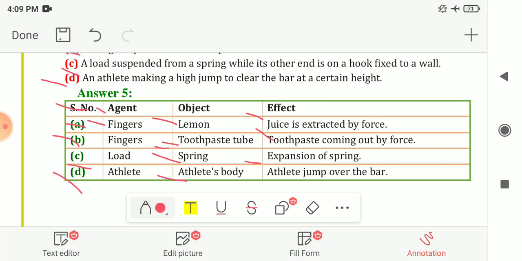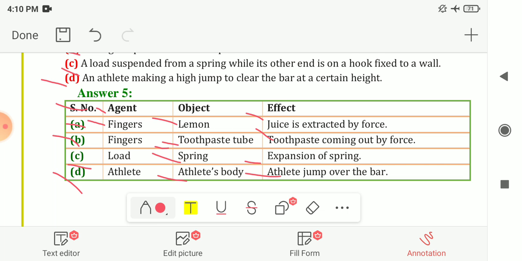Now next is the object on which we are applying the force. So you can write athlete's body. The athlete is applying the force on his body. But you can also say that on the floor we are also applying the force at the same time. And what is the effect? So the athlete jumps over the bar, or you can say the athlete's state of motion is changed, or its direction is changed.